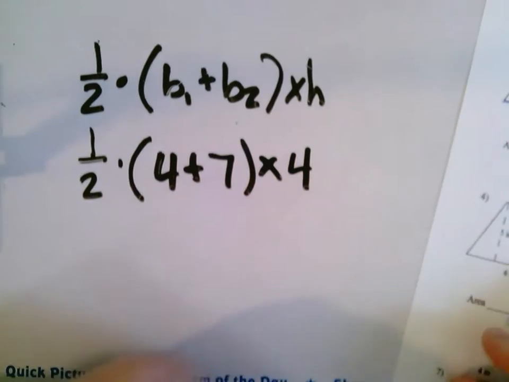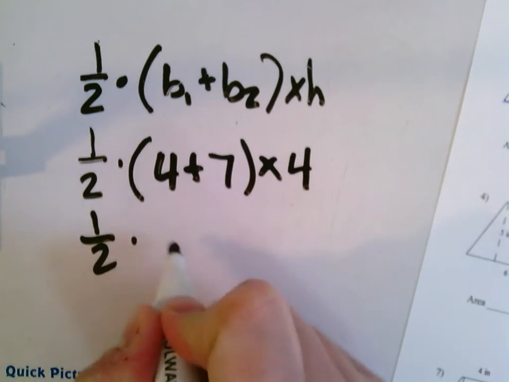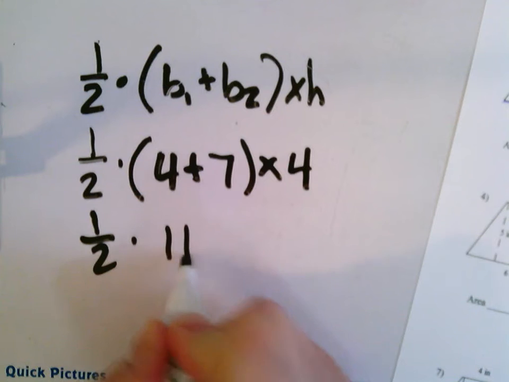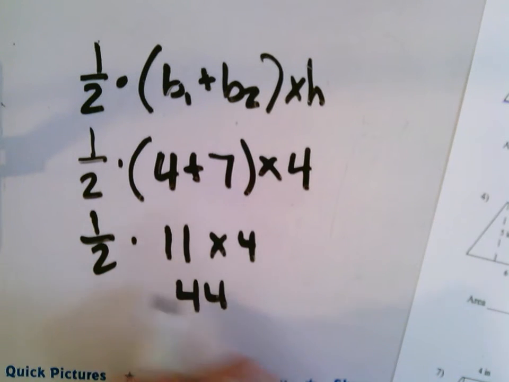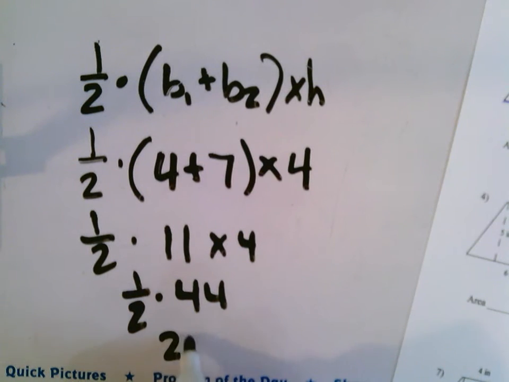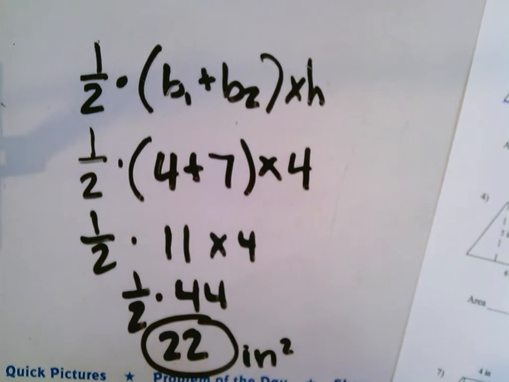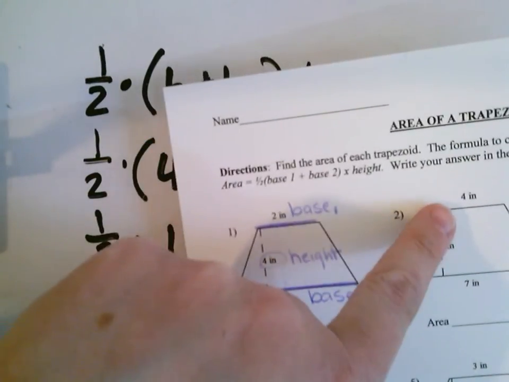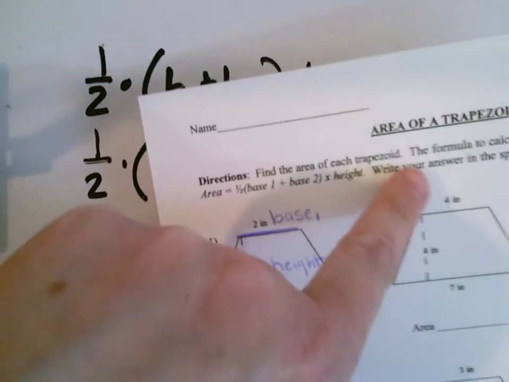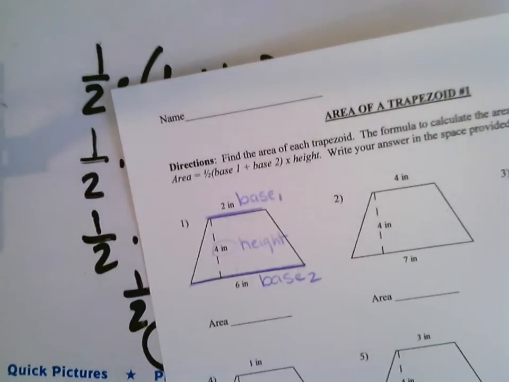So I can do 1/2 times 4 plus 7, which is 11, times 4. 11 times 4 is 44. 1/2 times 44 is 22. So my area would be 22 inches squared. Again, you're going to do 1/2 times base 1 plus base 2. You're going to add the two bases together and then multiply by the height.